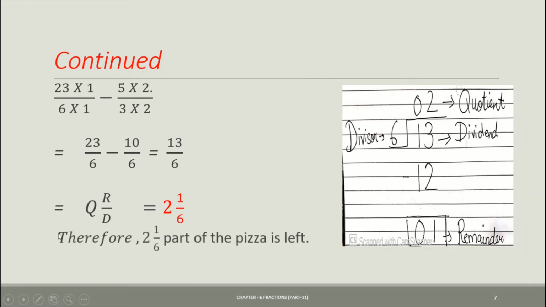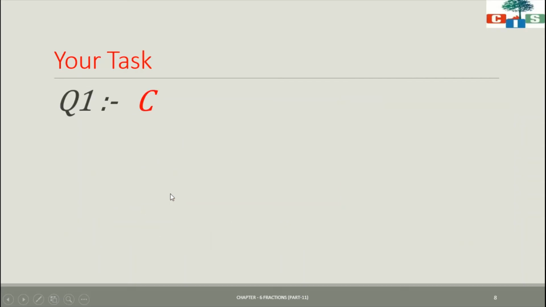Okay, so our final statement is: how much part of the pizza is left? 2, 1 upon 3 part of the pizza is left. Okay, scholars. So scholars, here I have done two sums, that is A and B of exercise 6.6. Sum number C, you have to do it by yourself. Okay, you have to read the statement, you have to locate the story sum, and you have to solve it.